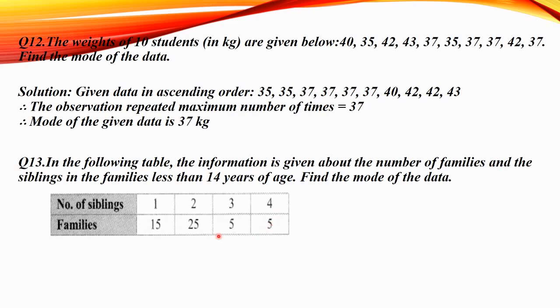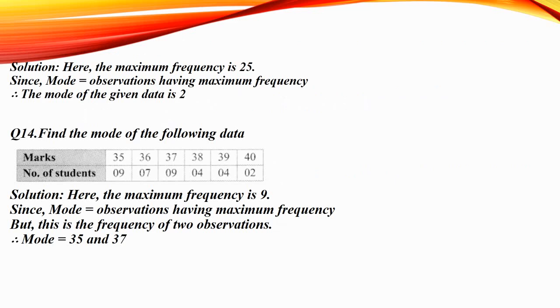So we have the maximum number of families here, which is 25. Therefore, the observation having the maximum frequency is the mode of the given data, and therefore the mode of the given data is 2 children.